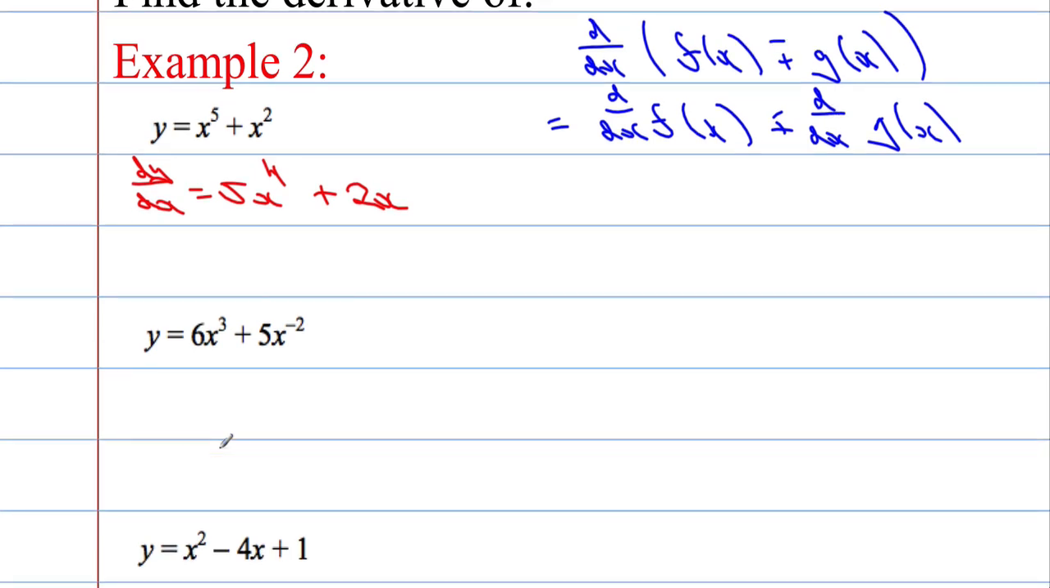Let's have a look at the next example. So y equals 6x cubed plus 5x to the negative 2. dy by dx: again, power comes down in front, multiplied by the coefficient of x. So 3 times 6 is 18x. Reduce that power of x by 1, we get 2. Power comes down in front here, which is going to give me negative 10. So I'm adding negative 10x, and reduce that power of x by 1, negative 3.